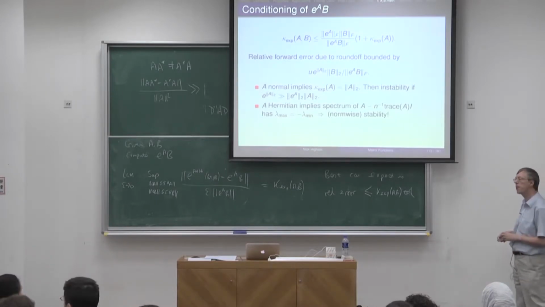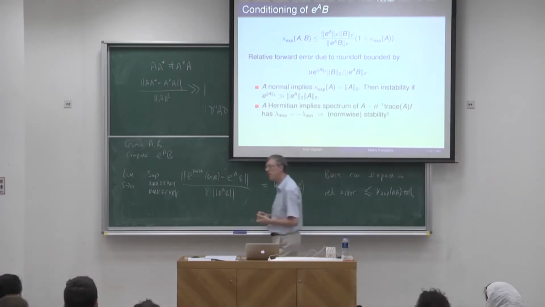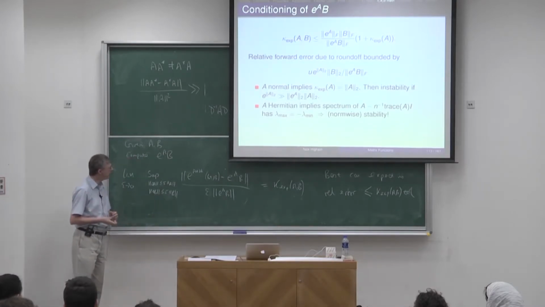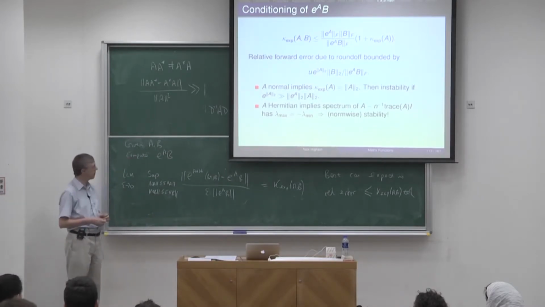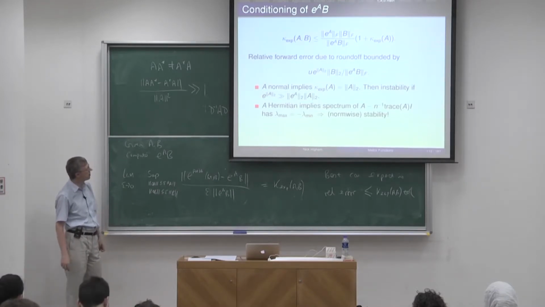Question: is the bound independent of whether delta A and delta B commute with A? Yeah, there's no assumption about commutativity there. In fact, B is not even square. B is a tall, thin matrix, so there's no notion of commutativity anyway here.